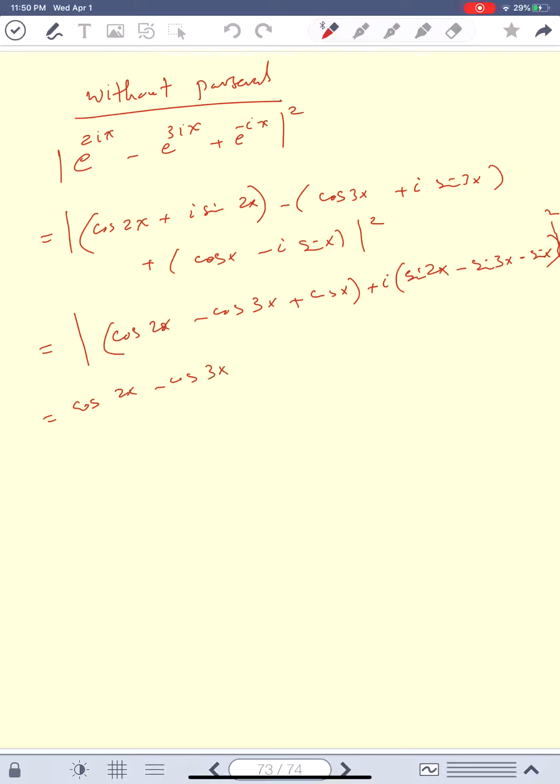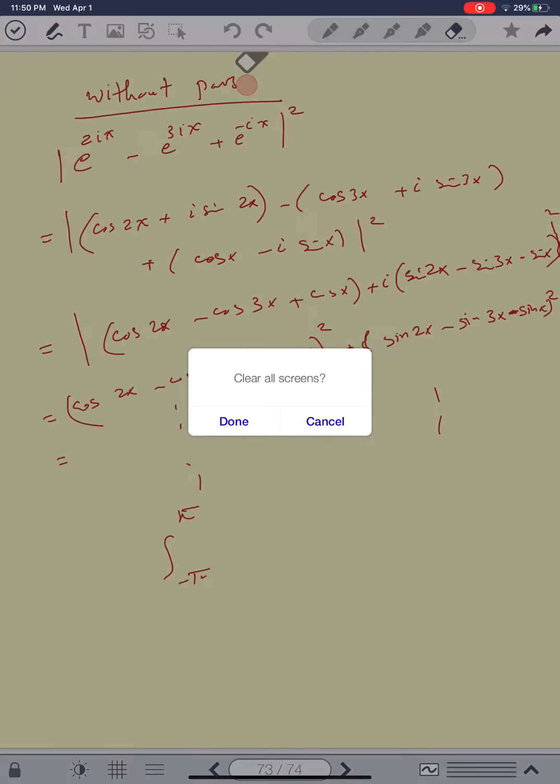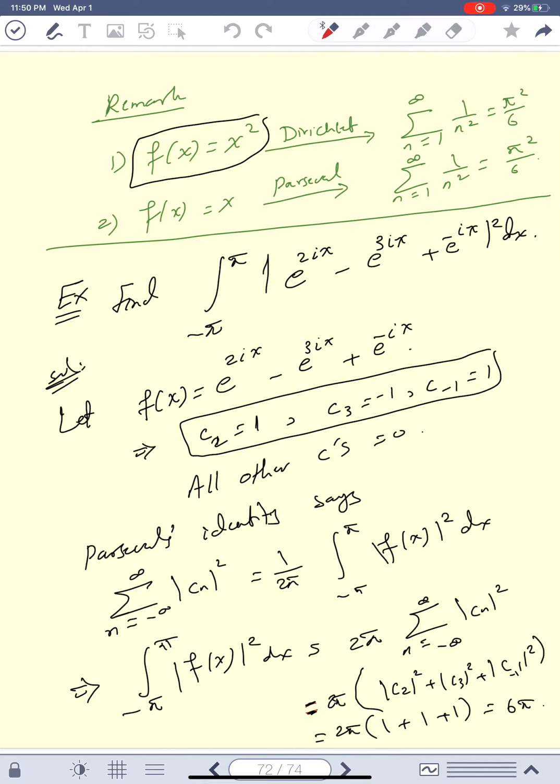Just imagine what's going on. So you're talking about this square plus this square. Then you need to expand the brackets. Then you need to integrate from negative pi to pi. This is taking too long, right? So this is the advantage of applying Parseval's identity. If you don't understand Parseval's identity and when to use it, then you are really in trouble when you're stuck in these computations. Okay, so this is the idea, and again, this is the advantage of Parseval's identity.